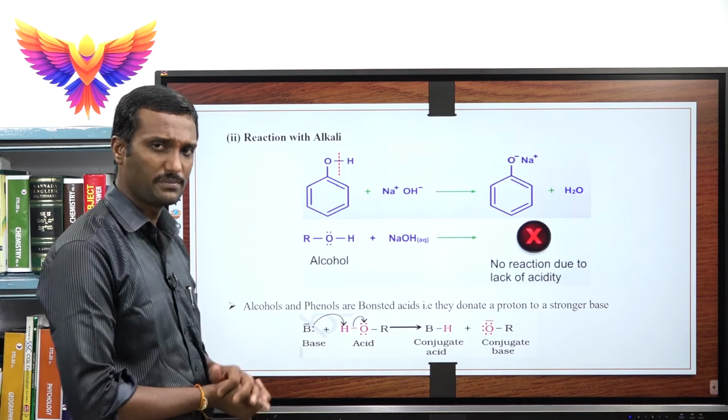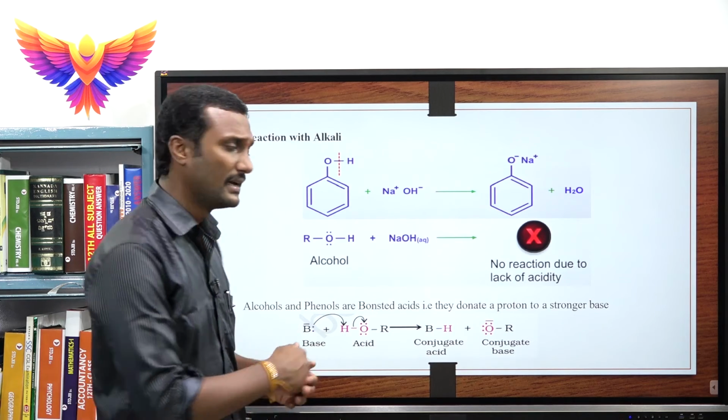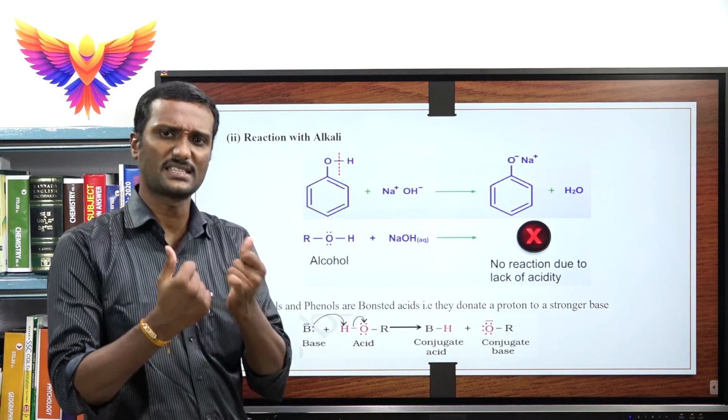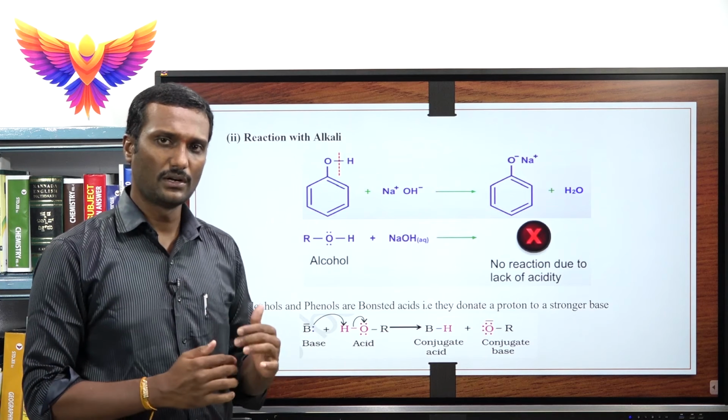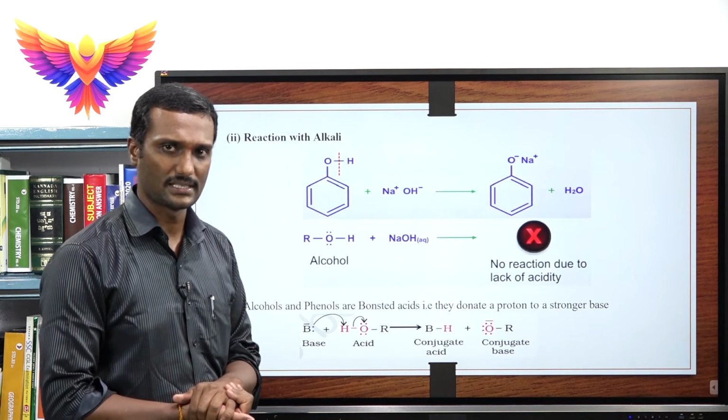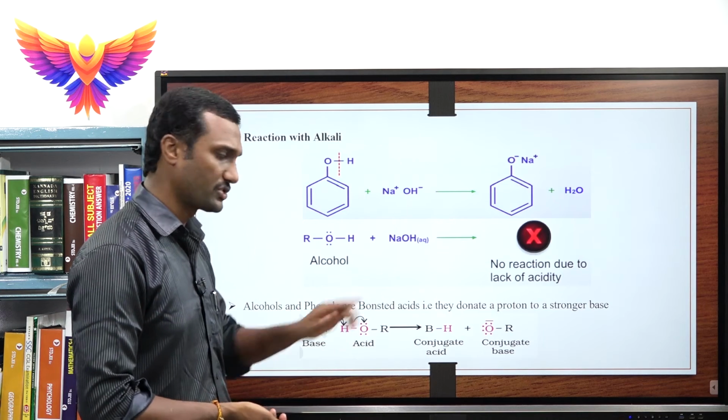What is meant by a Bronsted acid? It donates a proton to a stronger base. The base is the one which accepts hydrogen. So donating hydrogen means it is strongly acidic in nature, and that we call a Bronsted acid.